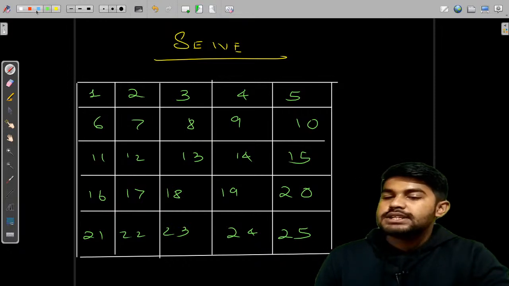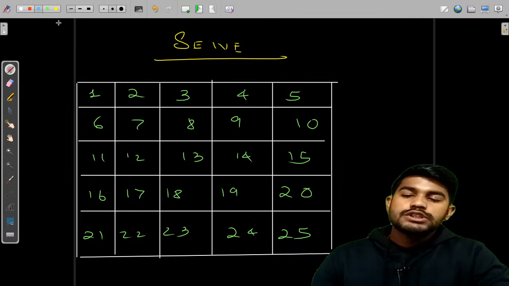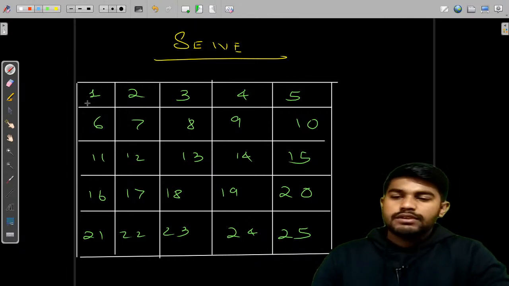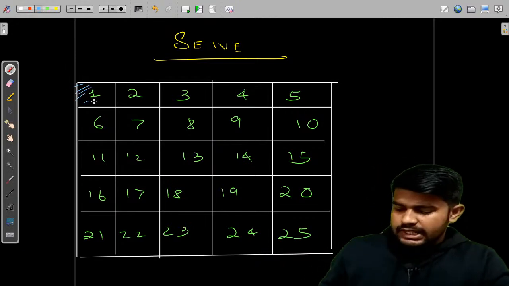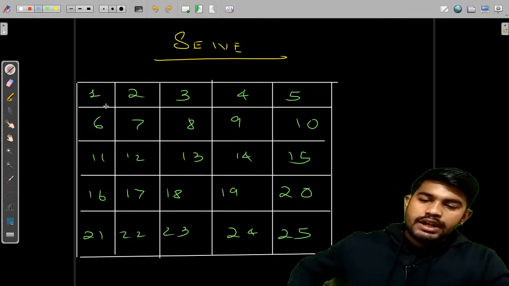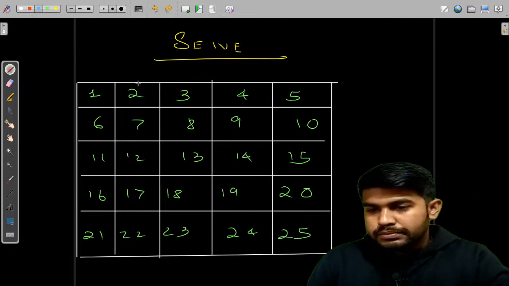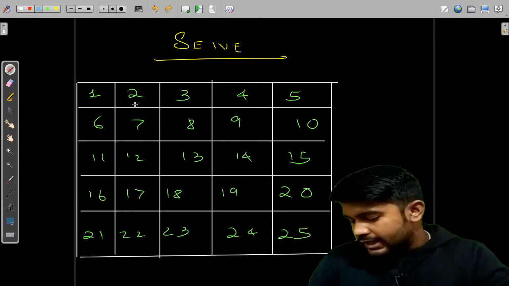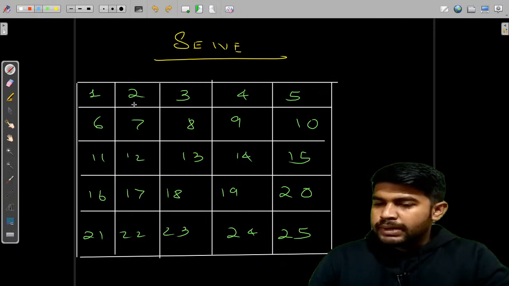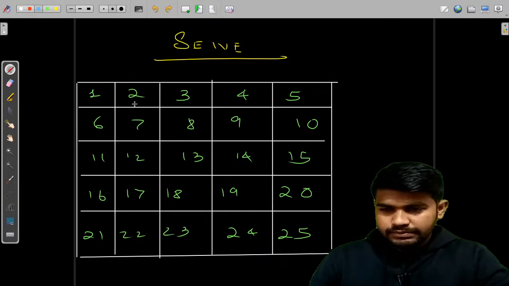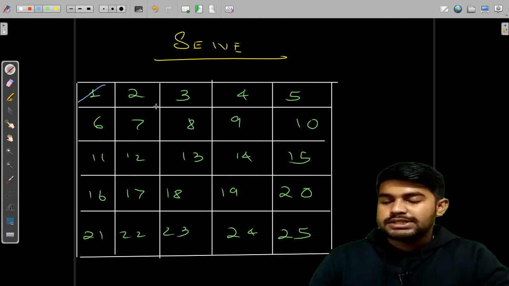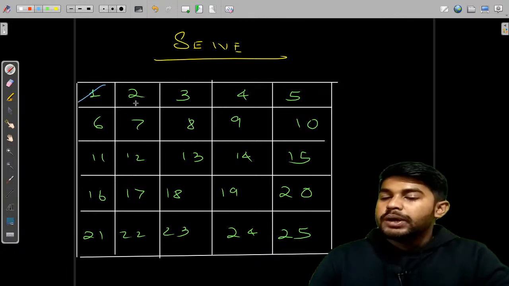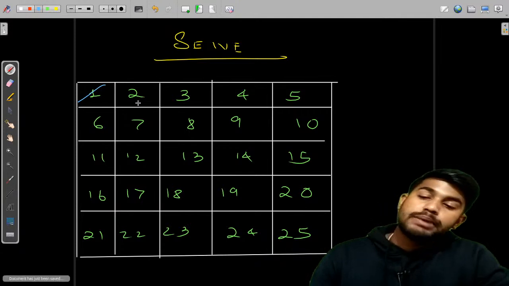Now let us start with the iteration. What I am claiming is we need to handle 1 explicitly. Now I would come forward to 2. 2 is not marked till now. If 2 is not marked, we won't touch it, and this would be marked explicitly. We won't touch 2, but we would touch the multiples of 2.